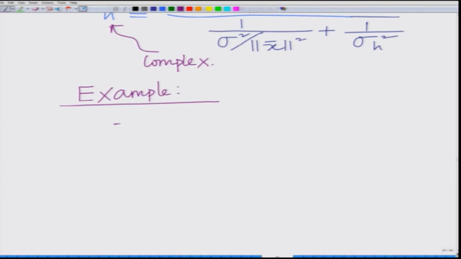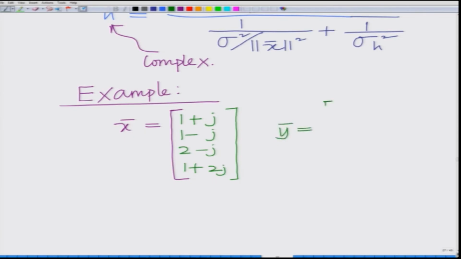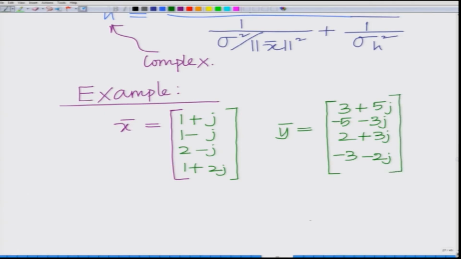Okay. Consider x bar, the pilot vector, equals 1 plus j, 1 minus j, 2 minus j, 1 plus 2j. And y bar equals, what is our y bar? Y bar is equal to 3 plus 5j, minus 5 minus 3j, 2 plus 3j, minus 3 minus 2j. What is x bar? X bar is our pilot vector.